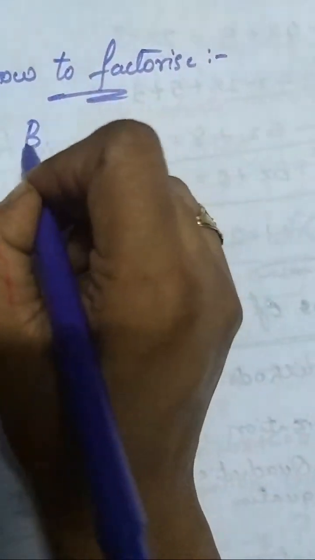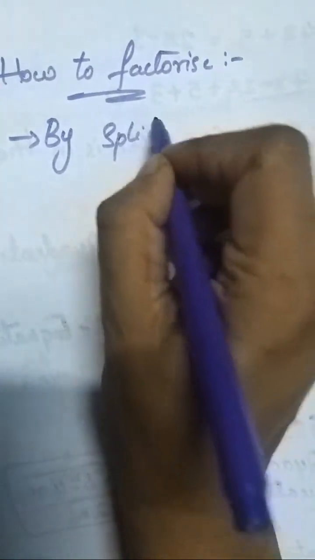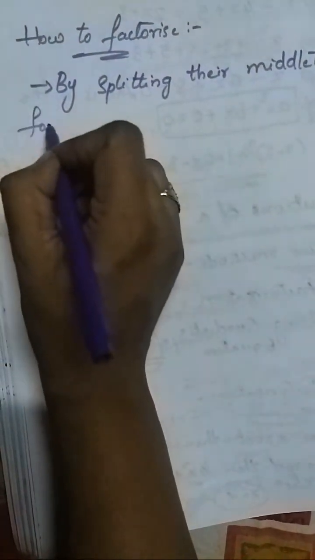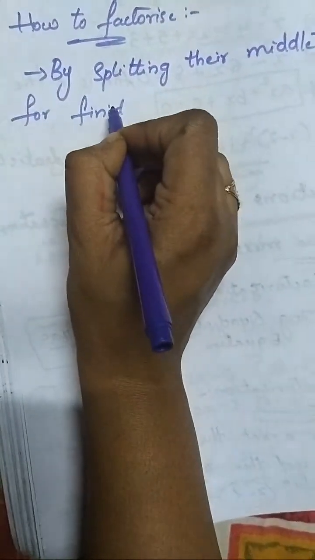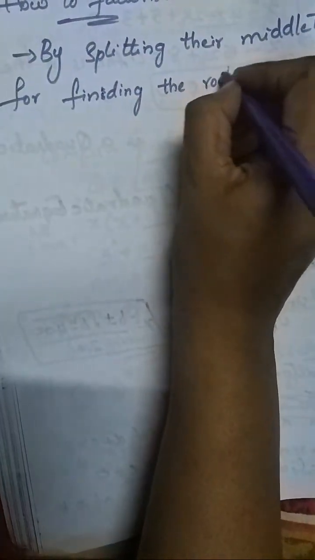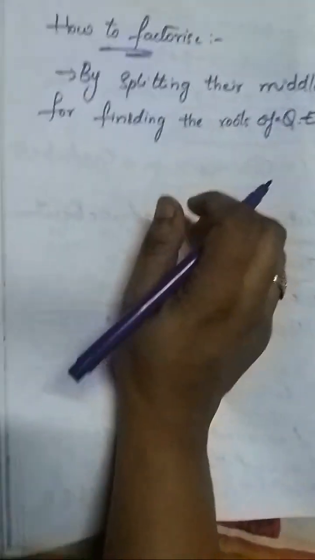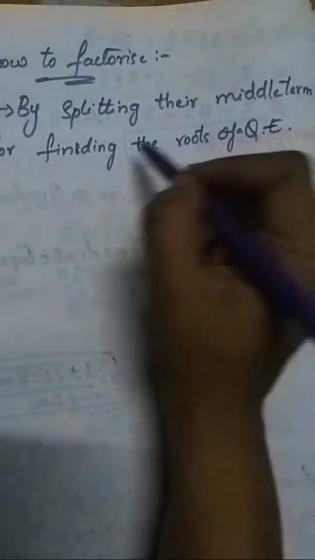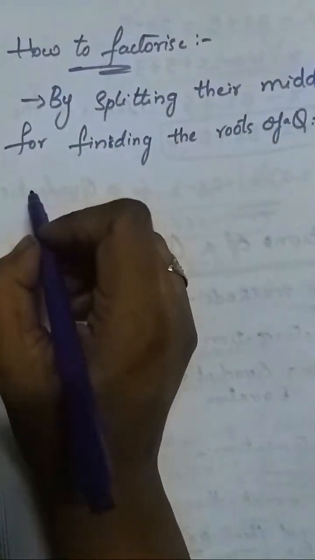By splitting their middle term. We have to note down this point, children. By splitting their middle terms for finding the roots of a quadratic equation, we have to simply split the middle term of the quadratic equation. Okay, let us see now how you will do the problems here.